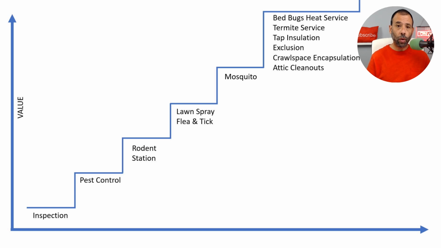Let me show you. Let's say you start out here and you want to do a free inspection, and then you're going to sell a regular pest control service. Maybe you do the add-on service while you're there and say, listen, while we're here, we'll add the rodent station, and then maybe you can upsell to a lawn spray or flea and ticks protection program, and then maybe a mosquito service. So you're selling up the ladder, but this free inspection has no value.